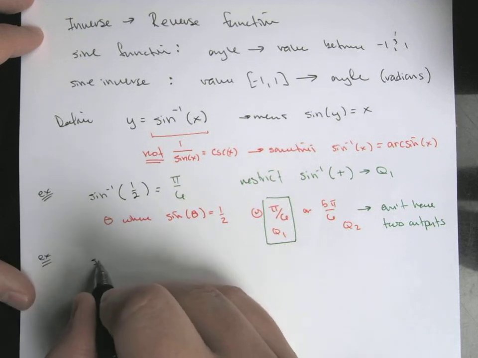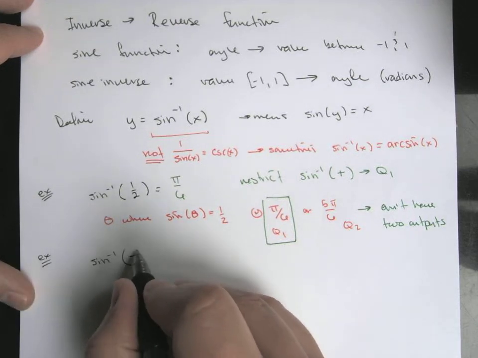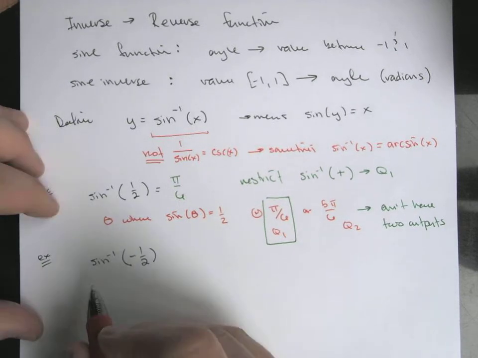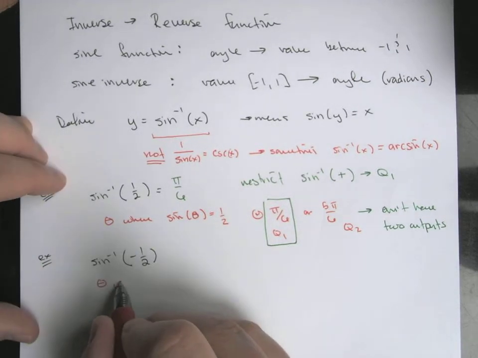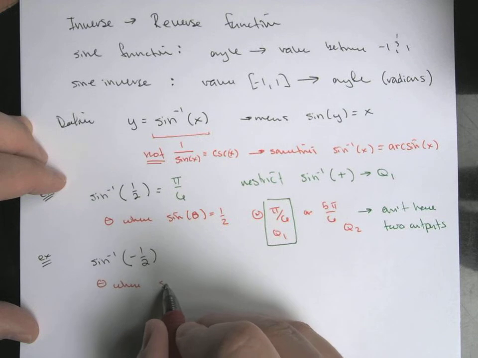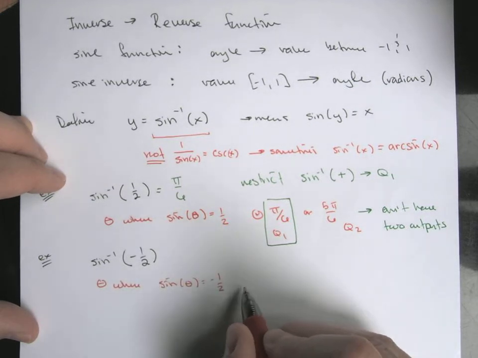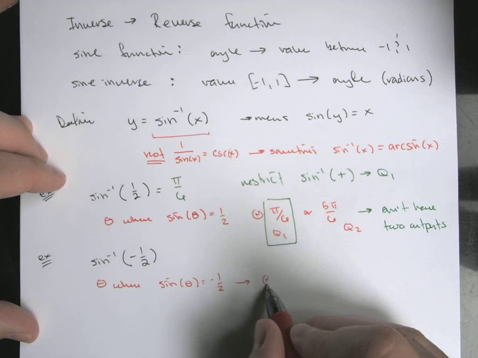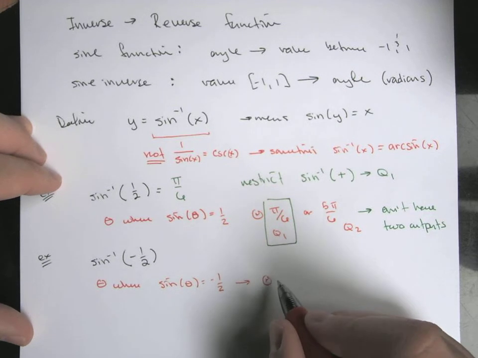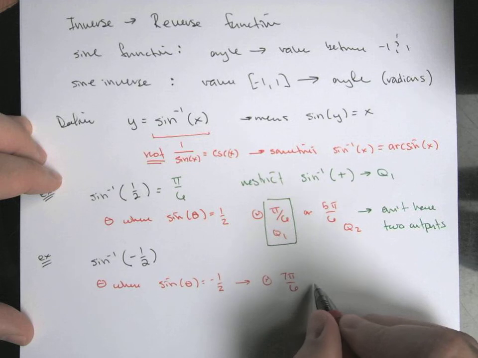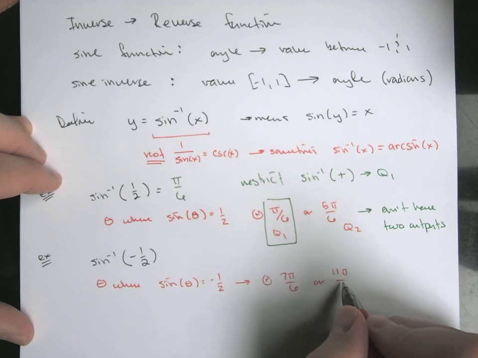What about sine inverse of negative 1/2? What about sine inverse of a negative value? We have a similar kind of issue, right? So this is going to be an angle where the sine of the angle equals negative 1/2. So in theory, if we just think of once around the circle, that's going to happen for us at 7 pi over 6 or 11 pi over 6.